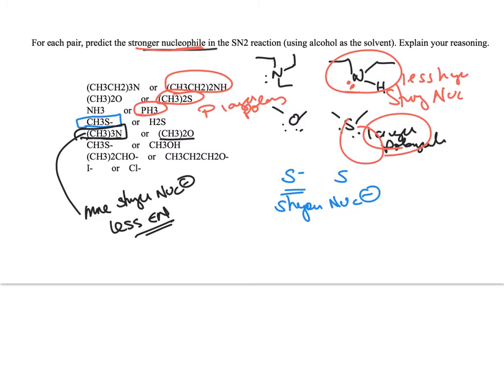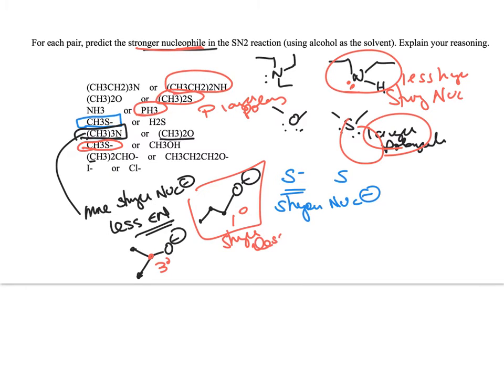Here we have the sulfur compared to oxygen. Sulfur is larger and more polarizable. This one here, let's draw it out. So we've got CH3, CH3, CHO minus versus CH3, CH2, CH2. Okay, so what you're looking at is a primary, and this is a tertiary. So the primary is going to be stronger. It's less hindered, so it's going to be a stronger nucleophile.